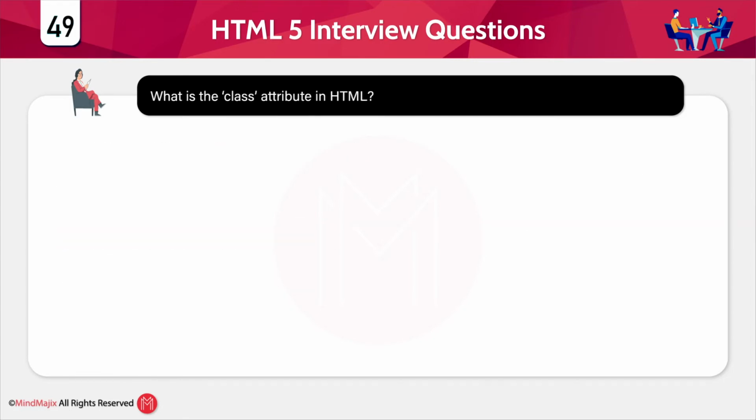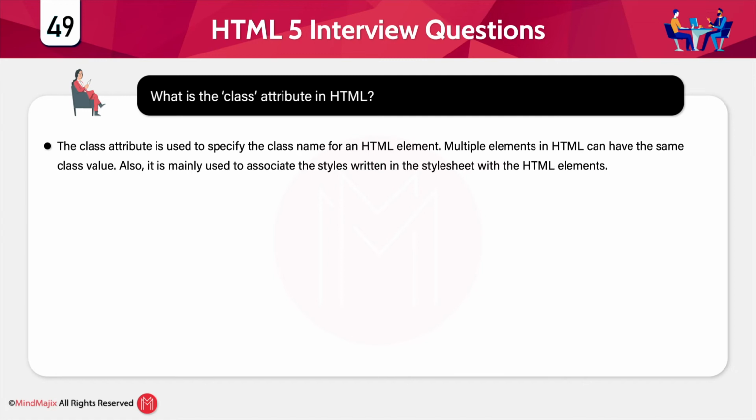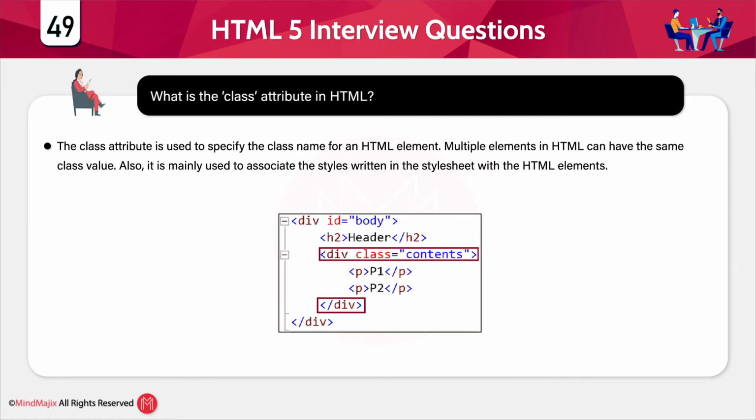What is the class attribute in HTML? The class attribute specifies the class name of an HTML element. Multiple elements in HTML can have the same class value. It is mainly used to associate styles from the style sheet with the HTML element. For whichever tags have the same class name, we can apply a style. That is how we can use class.